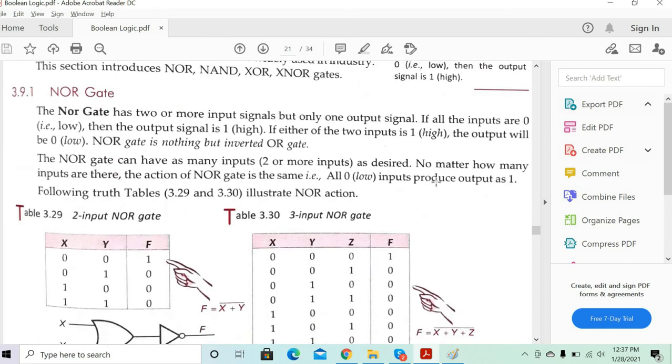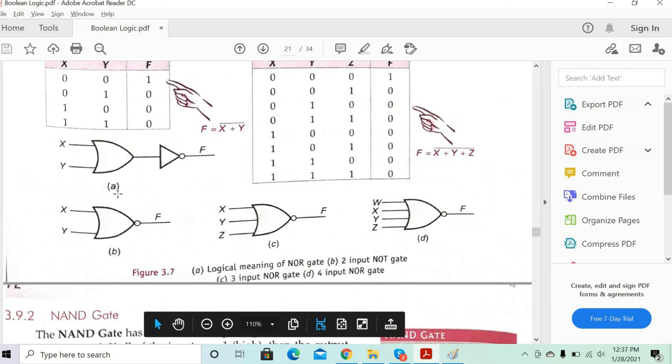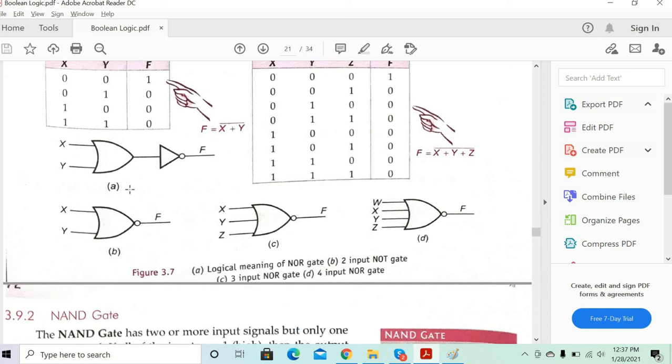Okay, now I want to finish the logic gates, basically more about logic gates. Let's go to the NOR gate now. Okay, NOR gate. Now I want you to draw figure 3.7 A part.